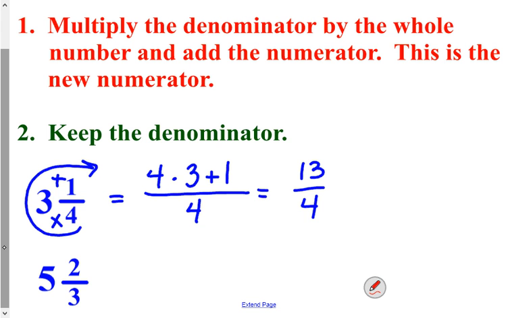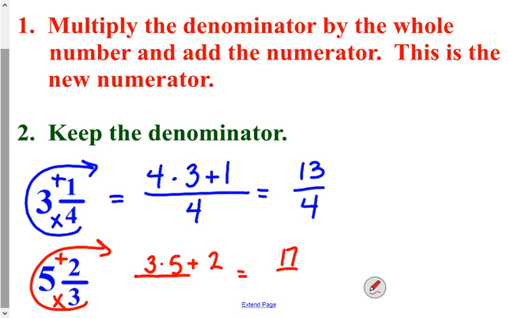For 5 2/3, again, we're going to multiply. If there's 3 pieces in each whole and there's 5 wholes, then 5 times 3 is 15, plus the other 2 pieces. So 3 times 5 plus 2 equals 17, and our denominator is going to be 3. So 5 2/3 equals 17/3.